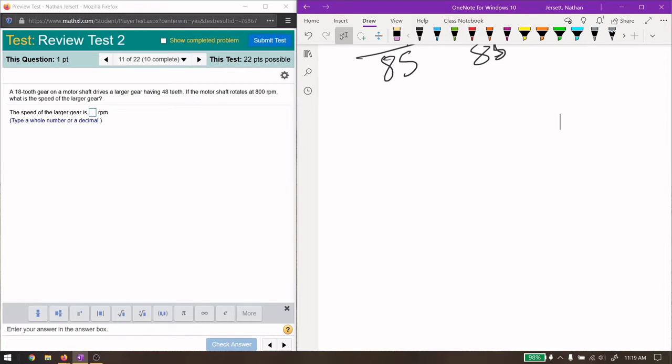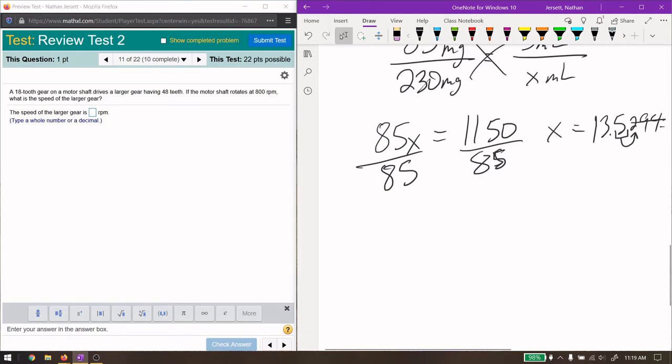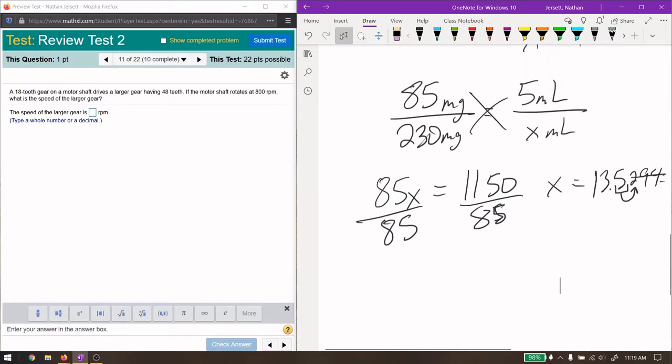What's important to note here is that whenever you're making a proportion, you need to figure out if it's direct or an inverse proportion. The previous problem, we were just scaling up a medication. That's a direct proportion, right? If we want more, if 85 milligrams are in 5 milliliters, then to get more milligrams, we need to have more milliliters. So as one increases, the other increases. That's a direct proportion. If one decreases, the other decreases. That's still a direct proportion. What's an inverse proportion is as one increases, the other decreases.